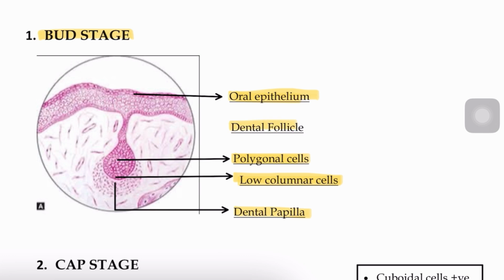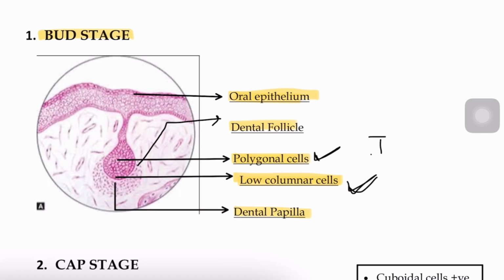And the dental follicle, I've forgotten to mark here. The dental follicle is basically the surrounding cells, which surround the enamel organ as well as the dental papilla. So the oral epithelium comes from the dental lamina, the dental papilla is the mesenchymal condensation, and the dental follicle is the surrounding cells. We are clear with all these three things. Now, the important thing: polygonal cells and low columnar cells.